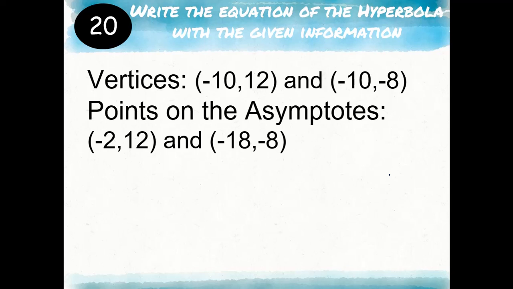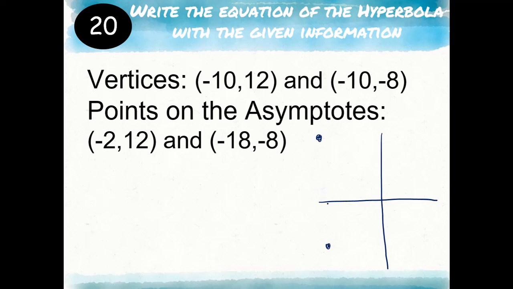All right, so let's solve this problem. So we have vertices of negative 10, 12, and negative 10, 8, and then we have points on the asymptotes of negative 2, 12, and negative 18, negative 8. Well, first thing I'm going to do is I need to figure out, is this guy up and down or left and right? So negative 10, 12 would be like all the way up there. And negative 10, negative 8 is like all the way down there.